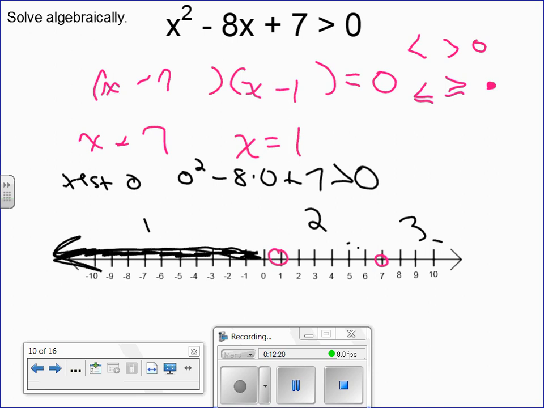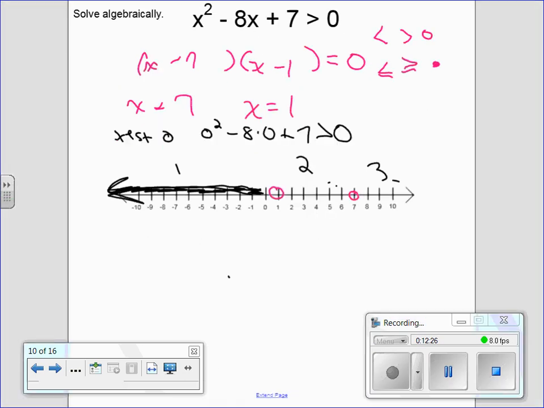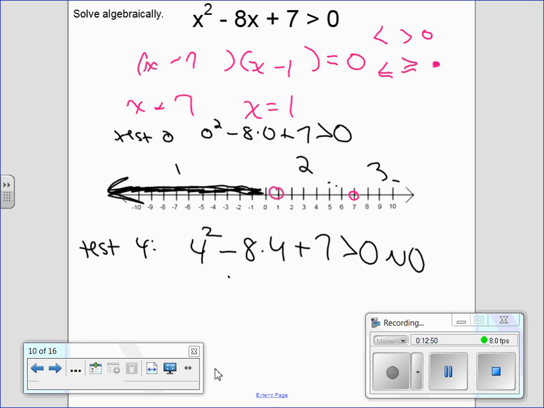All right, let's test a point that lives in zone 2. Can you guys think of someone that lives in zone 2? Any of these numbers in here? How about 4? 2 would work, 4 would work, doesn't matter. So let's test 4. Is 4 squared minus 8 times 4 plus 7 going to be greater than 0? Might need a calculator for this one, but it's 16 minus 32 plus 7. So that would be a no. So we're not going to shade zone 2.